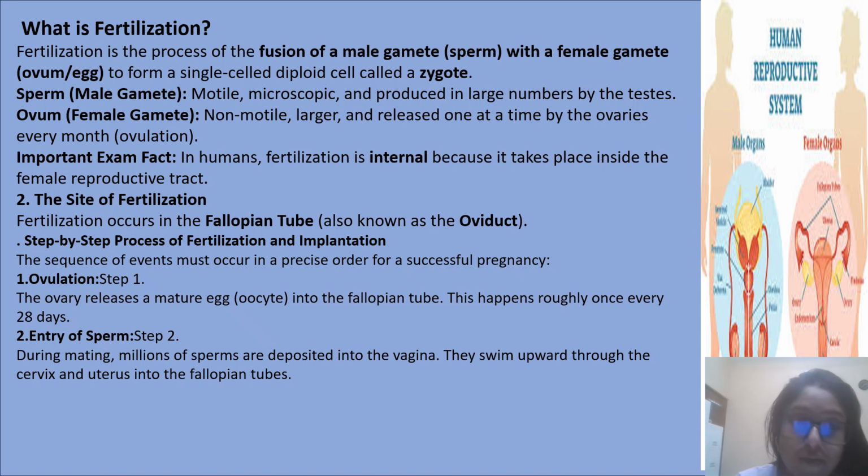Ovulation is the first step. The ovary releases a mature egg into the fallopian tube. This happens roughly once every 28 days. Next, entry of the sperm. That is step 2. During mating, millions of sperms are deposited into the vagina. They swim upward through the cervix and uterus into the fallopian tube.